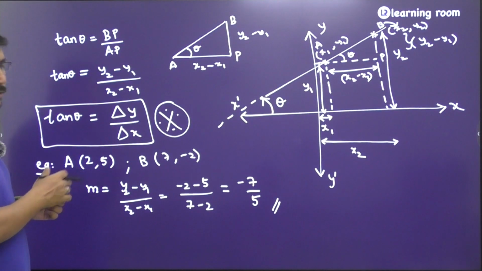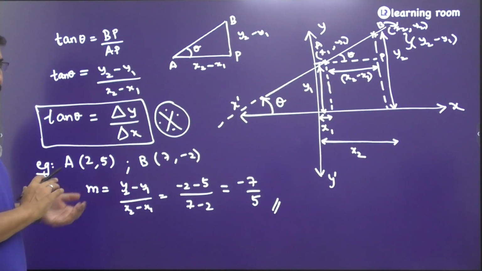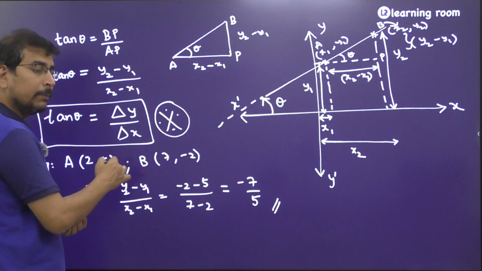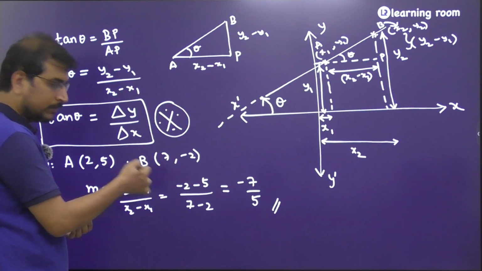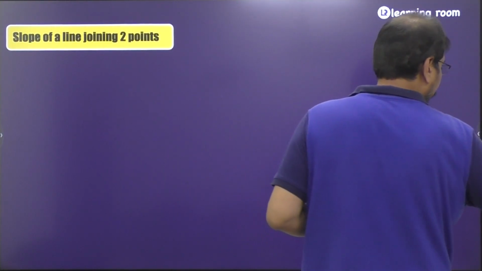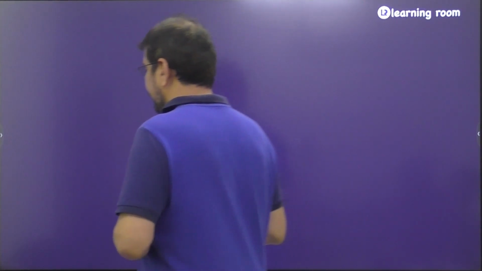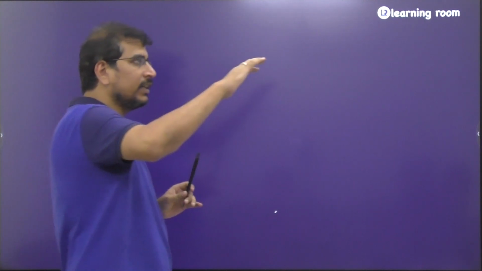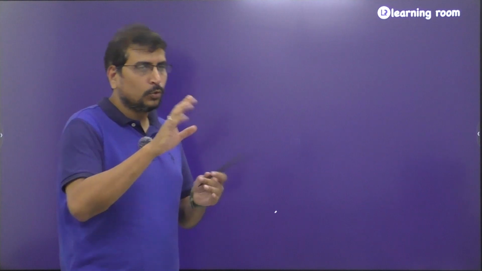If you do y1 minus y2 by x1 minus x2 also, you'll get the same answer. Check and see. y1 minus y2, you can do it 5 minus of minus 2, 5 plus 2, 7, divided by 2 minus 7, minus 5. So that's what I've given. Slope of line joining 2 points. I've already given it to you. So since now you know, if a straight line is given and 2 points on that straight line are given, you know how to find the slope of that line.